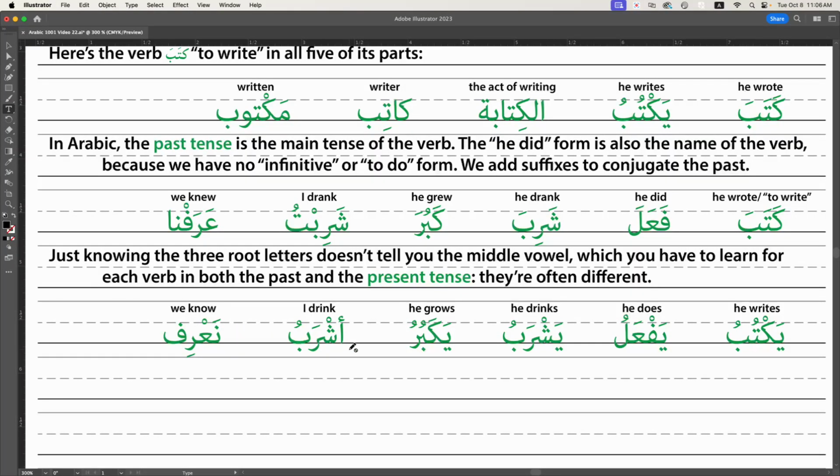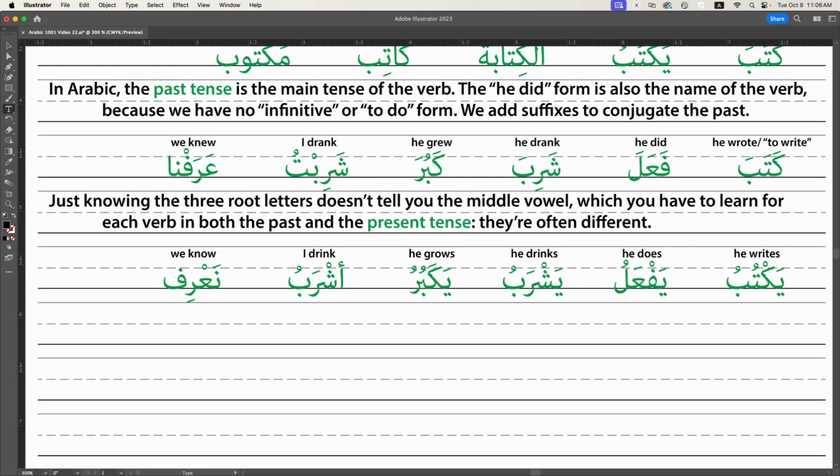So then in the present tense, we typically use prefixes and sometimes suffixes to conjugate verbs. So ashrab is I drink. Ashrab. So it's really ashrabu, but we don't often say this little dhamma at the end. Na'rif is we know. This verb takes kasra in the present tense. So this is just something you have to learn as you learn the verb.